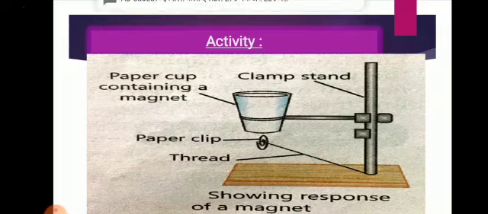Now what will happen? The clip is raised in the air without support because the magnet attracts the paper clip made of iron. See, this paper clip is placed at the bottom, but due to the presence of the magnet and its property, it is raised in the air. So this activity shows the response of a magnet, how it attracts steel and iron particles.